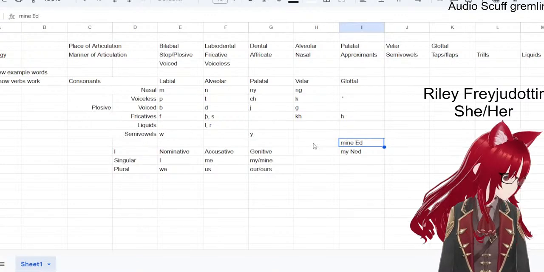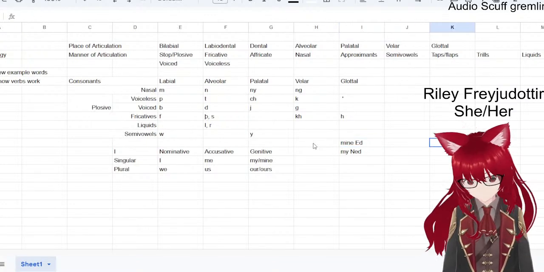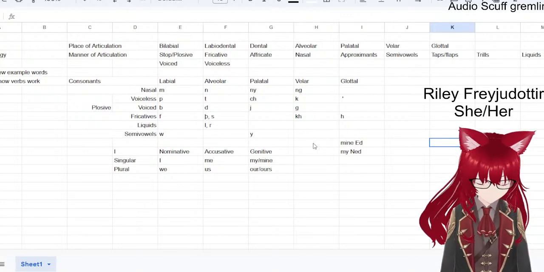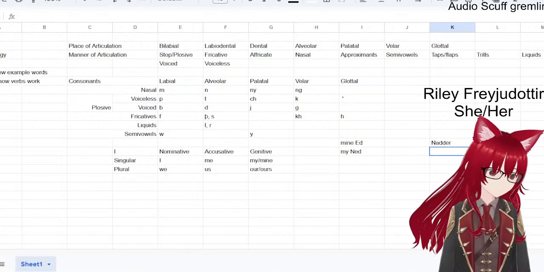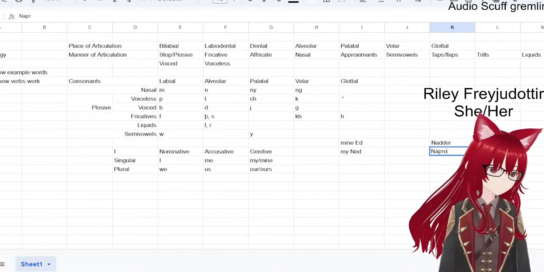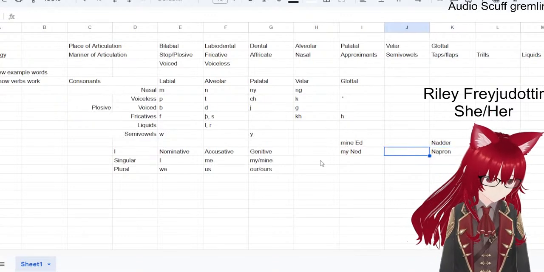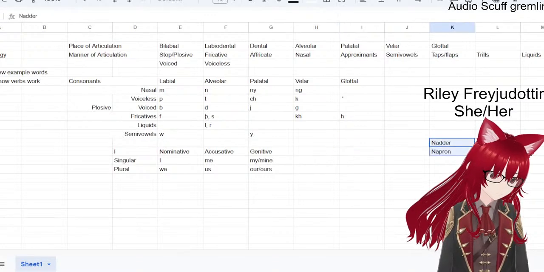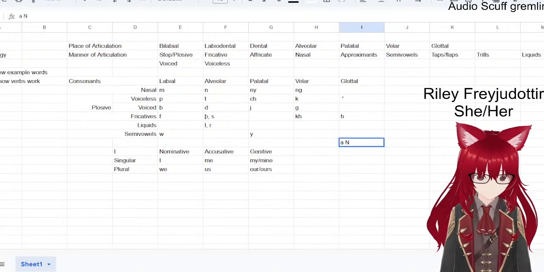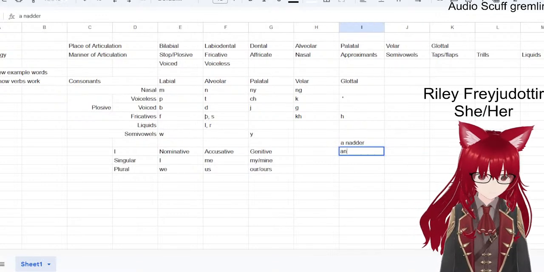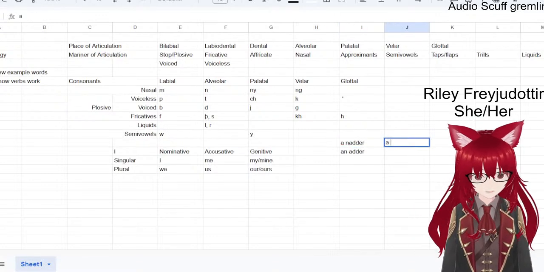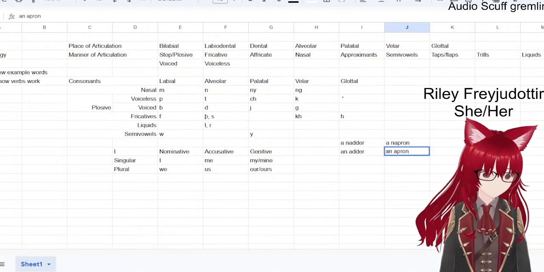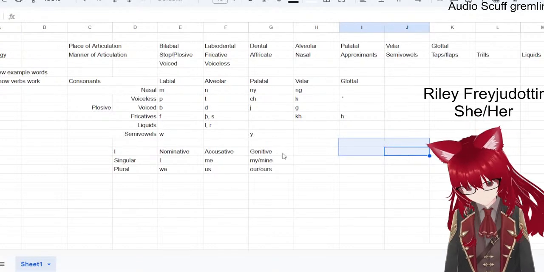You also have the reverse process. For instance, the word adder, as in the snake, used to be natter, and the word apron used to be napron. So sometimes the n gets added on, sometimes it gets removed. So a natter became an adder, or a napron became an apron. A little English fact for you.